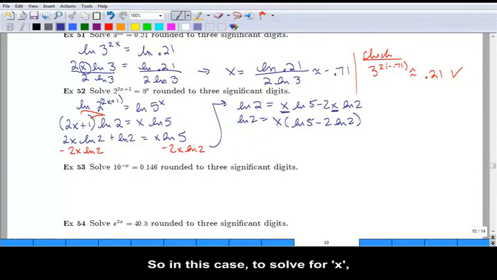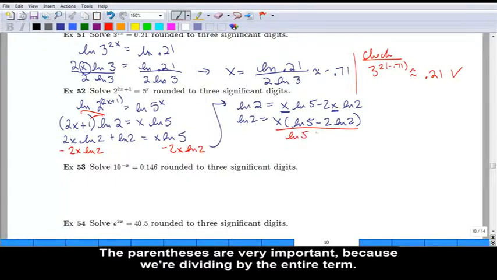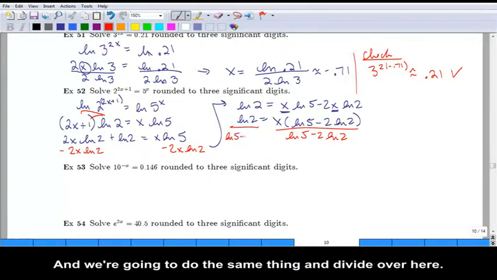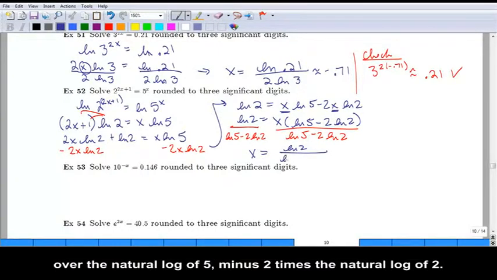So in this case, to solve for x, our last step is simply to divide by that entire term. Again, the parentheses are very important because we're dividing by the entire term. We can't split that up anymore. And we're going to do the same thing and divide over here. So finally, we are left with x is equal to the natural log of 2 over the natural log of 5 minus 2 times the natural log of 2.